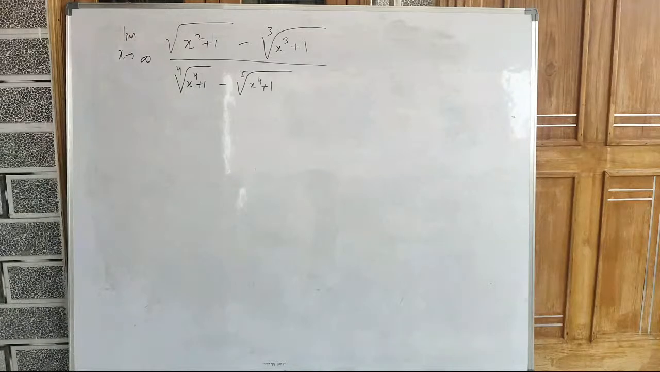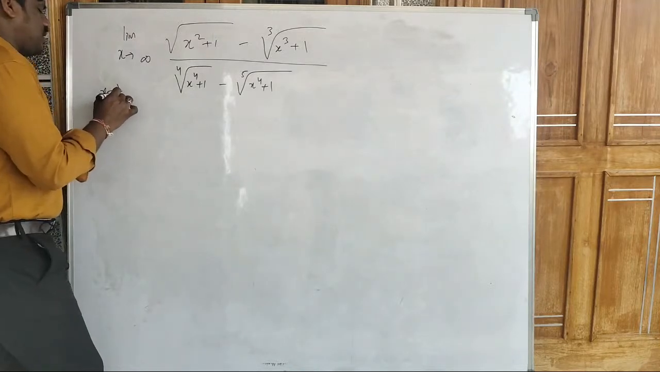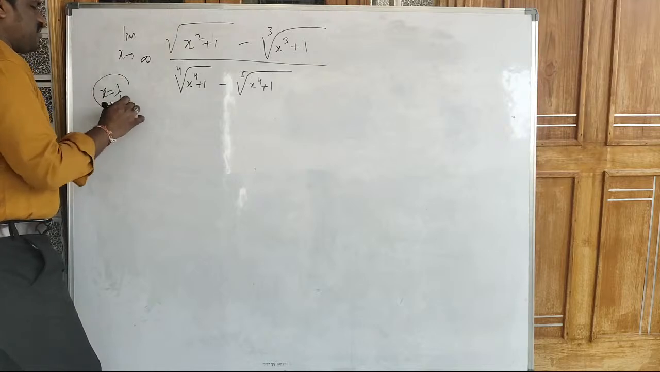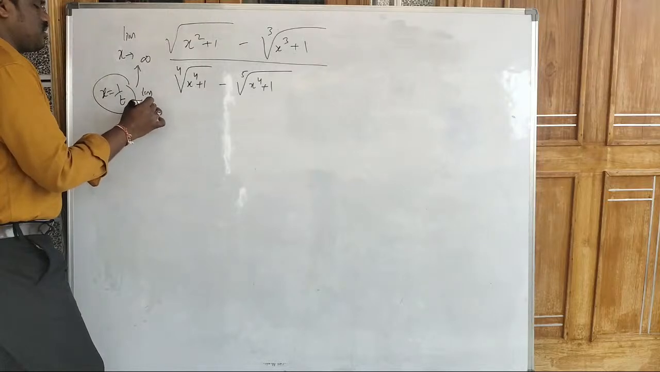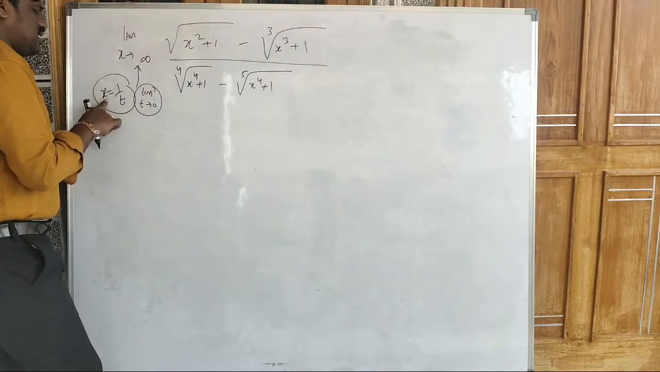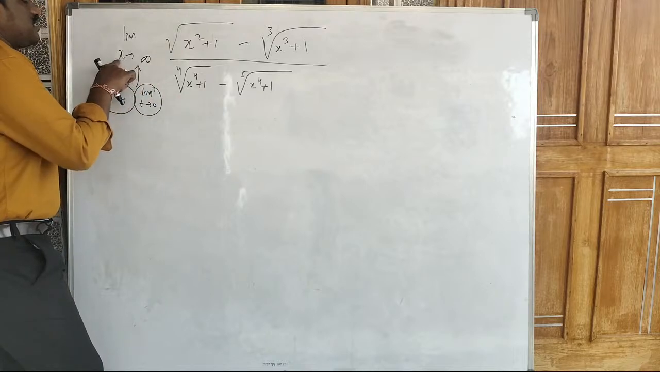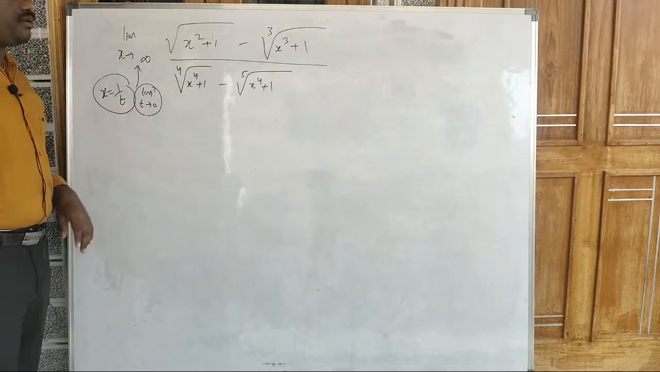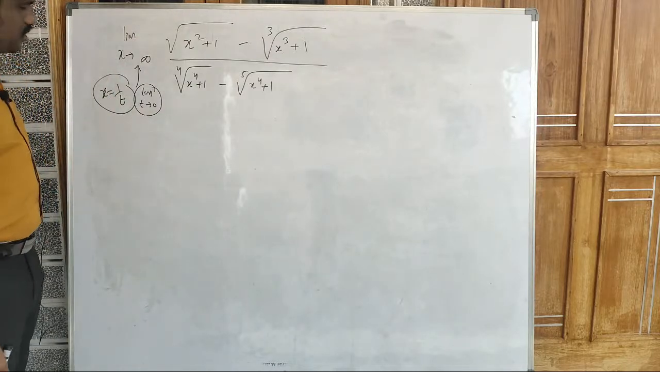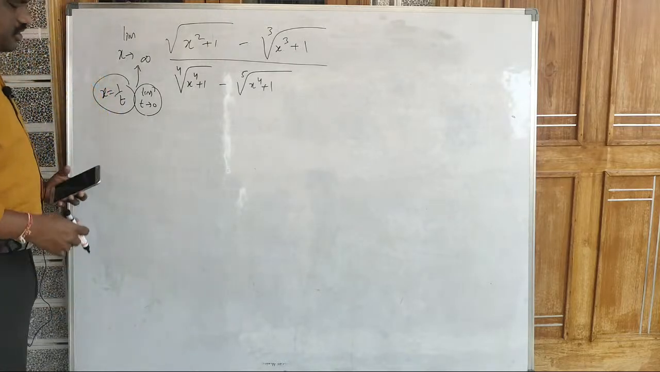See, if you are confused, there is a second method also for this. You can substitute x is equal to 1 by t, then the limit will change to t tends to 0. Wherever x is there, substitute 1 by t. Otherwise, directly with x tends to infinity also, you can do it. Any way you can do this problem. So tell me this answer and I'll start the next question.